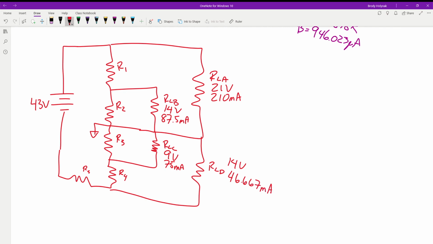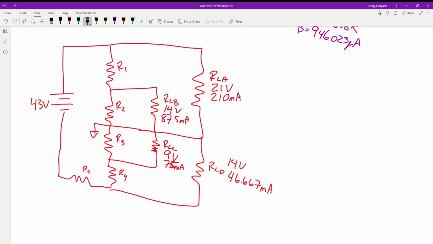Okay, so here's our circuit. Normally, we're going to start with the bleeder. So normally we would start with finding the bleeder current, but let's take a step back and start solving this without the bleeder current and see if we can determine where it needs to go. Okay?